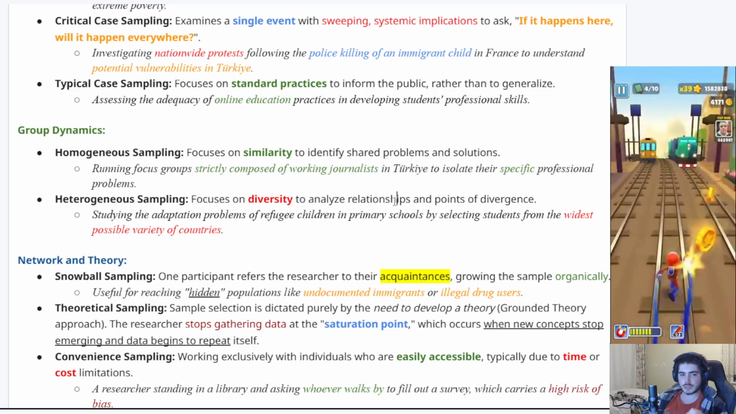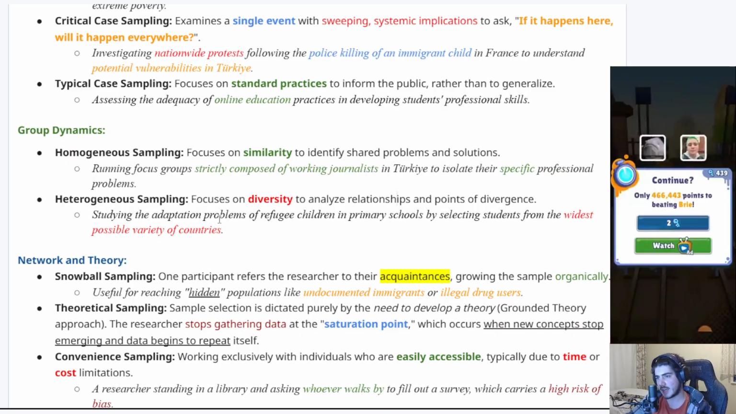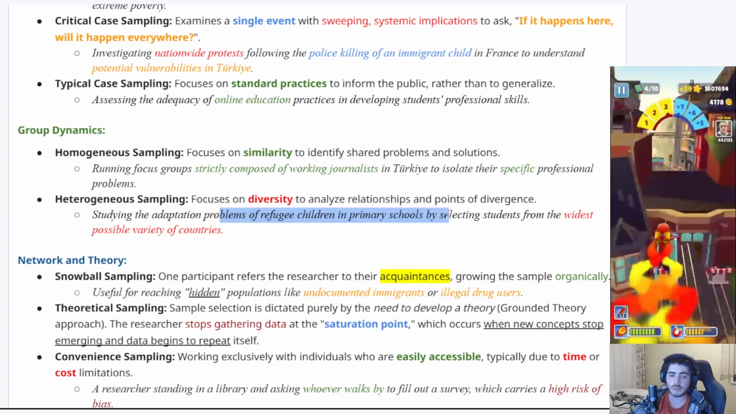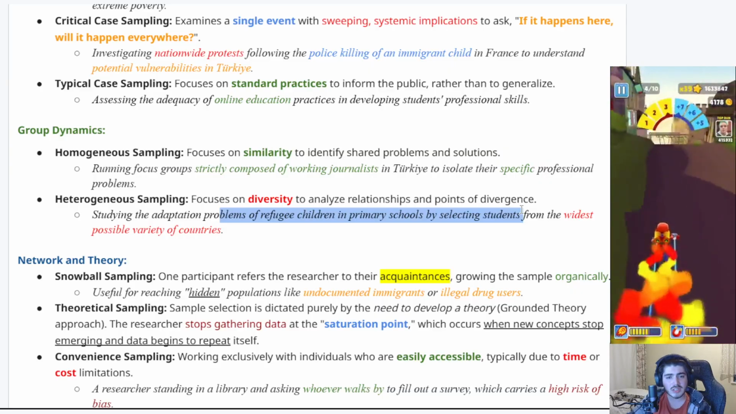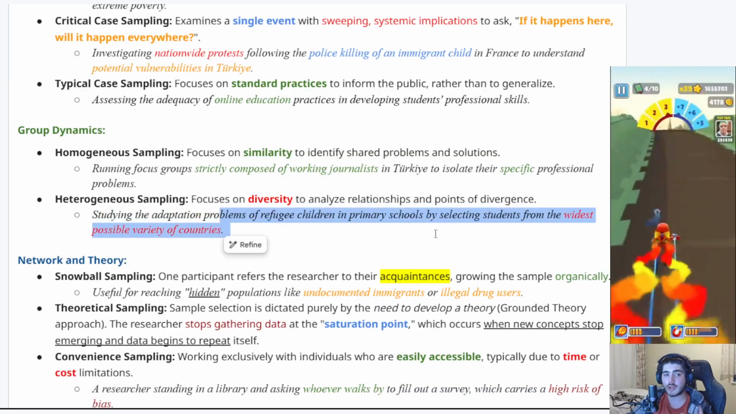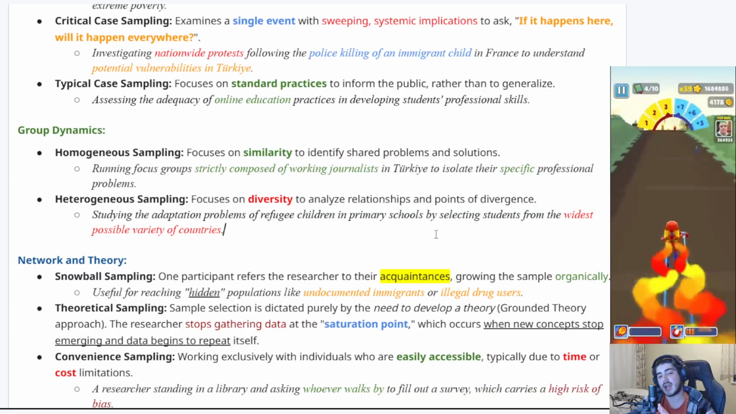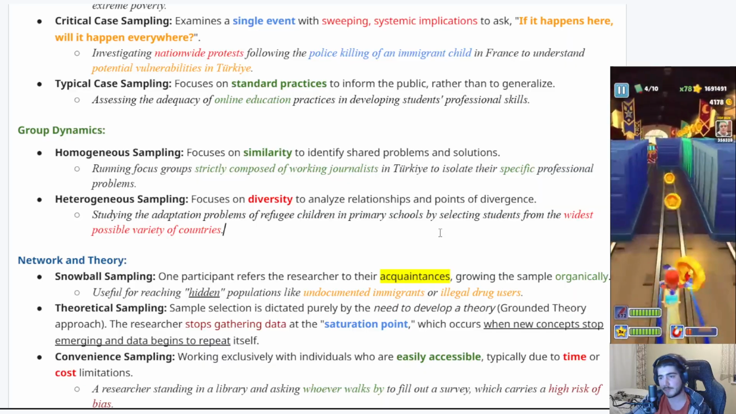points of divergence. For example, studying the adaptation problems of refugee children in primary schools by selecting students from the widest possible variety of countries. You try to see the common problems and what differs.